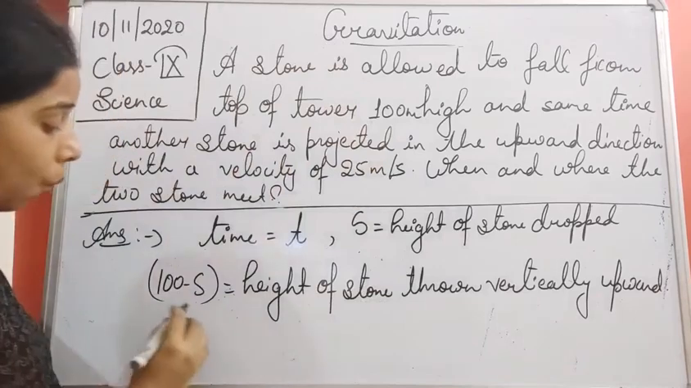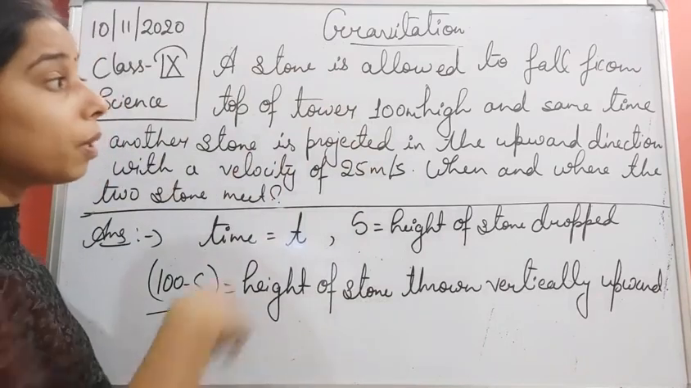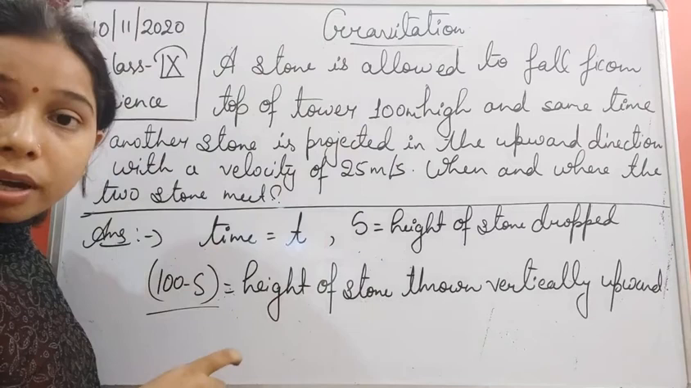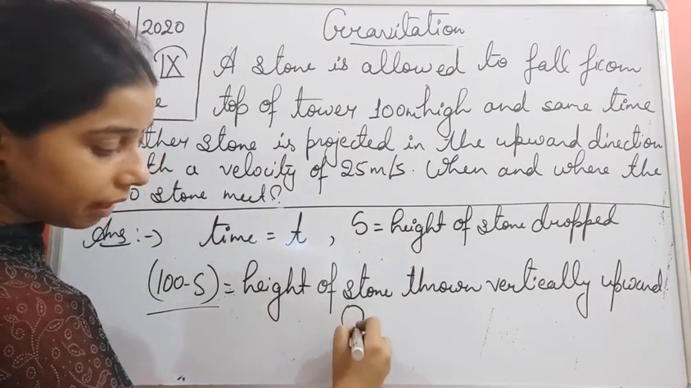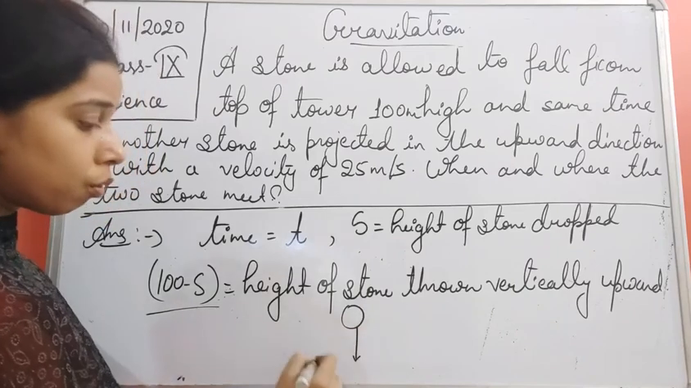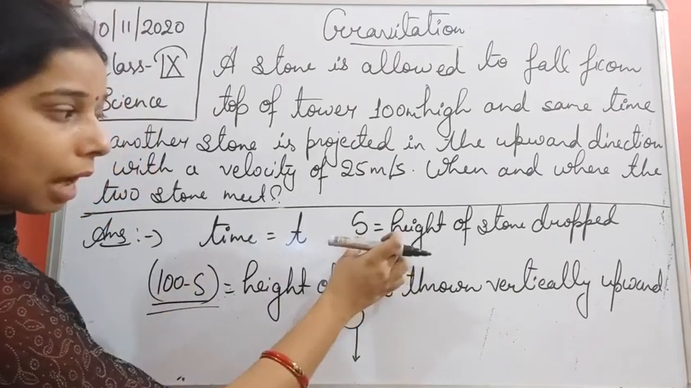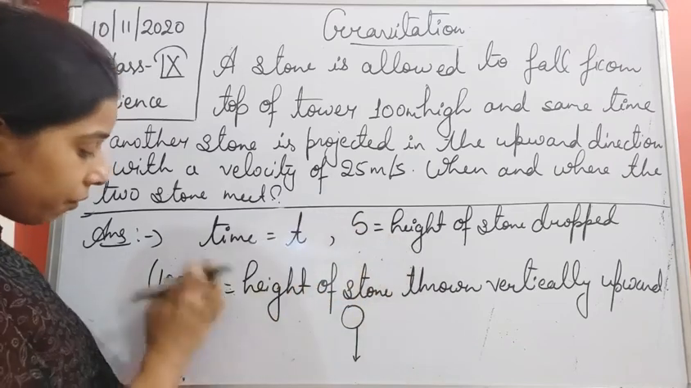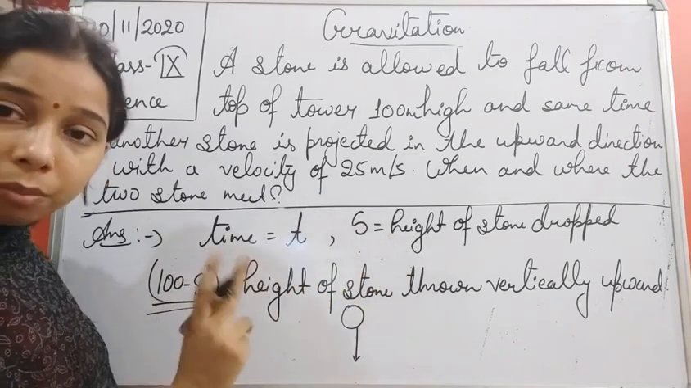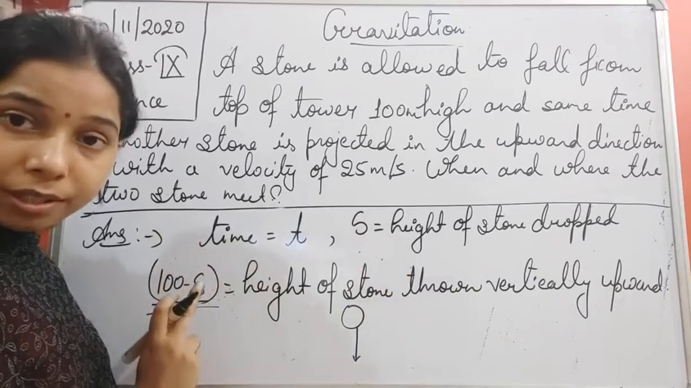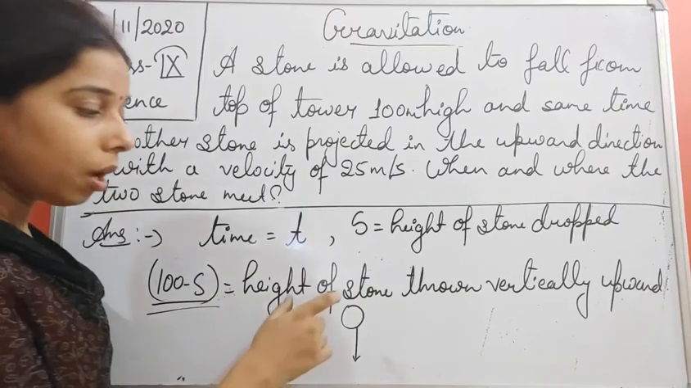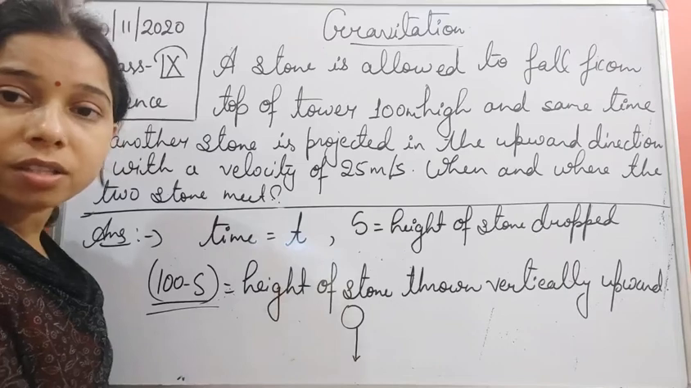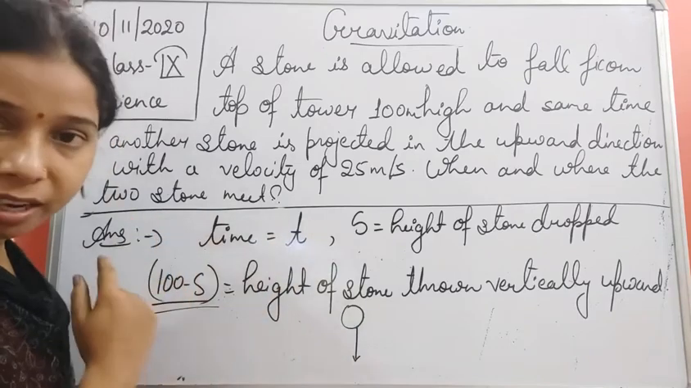So you see student, why is it here 100 minus S? Because the height is 100. Whatever distance the stone covers, S, when we subtract it from 100, both of them will meet at that particular point. That is why we have written here 100 minus S. It means the distance traveled by the stone which is projected in a vertically upward direction.